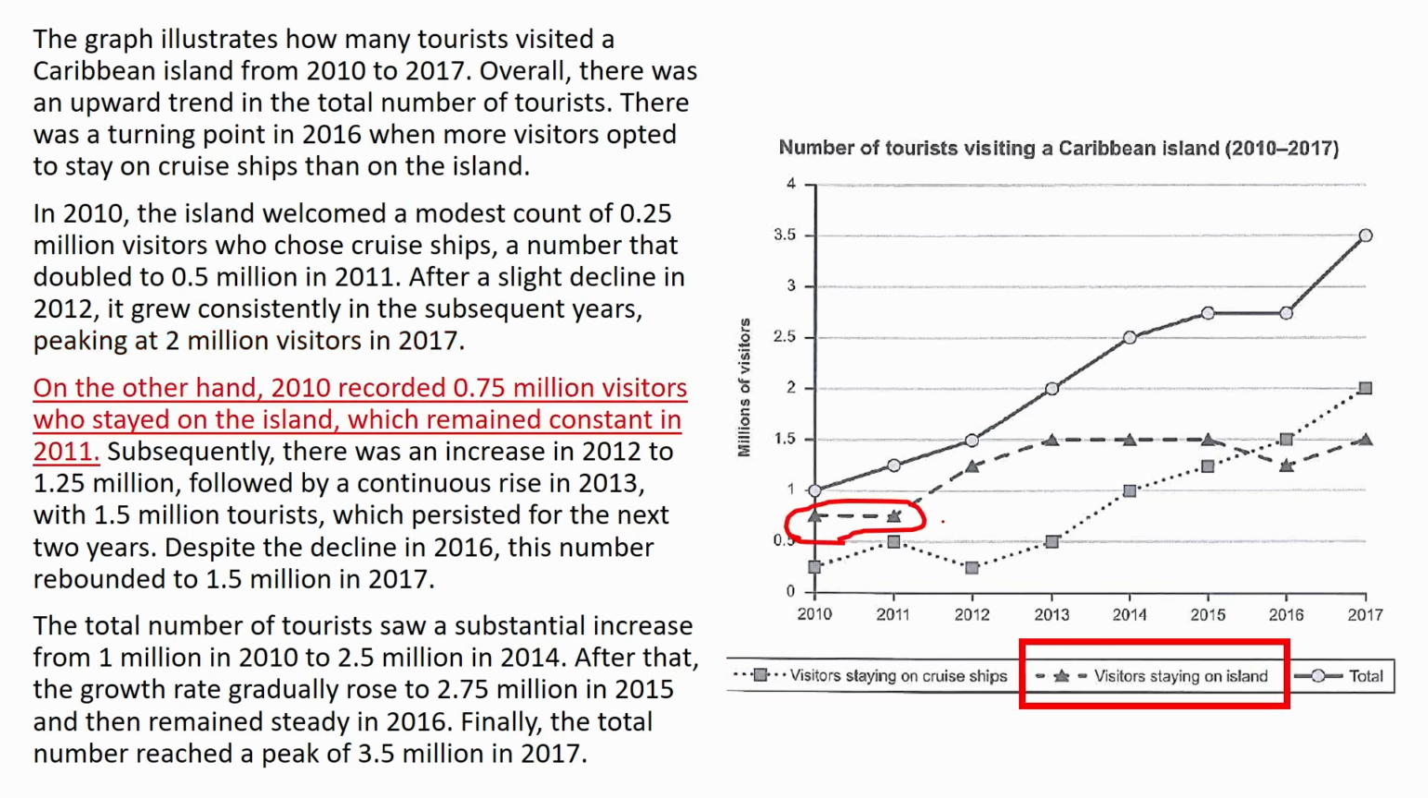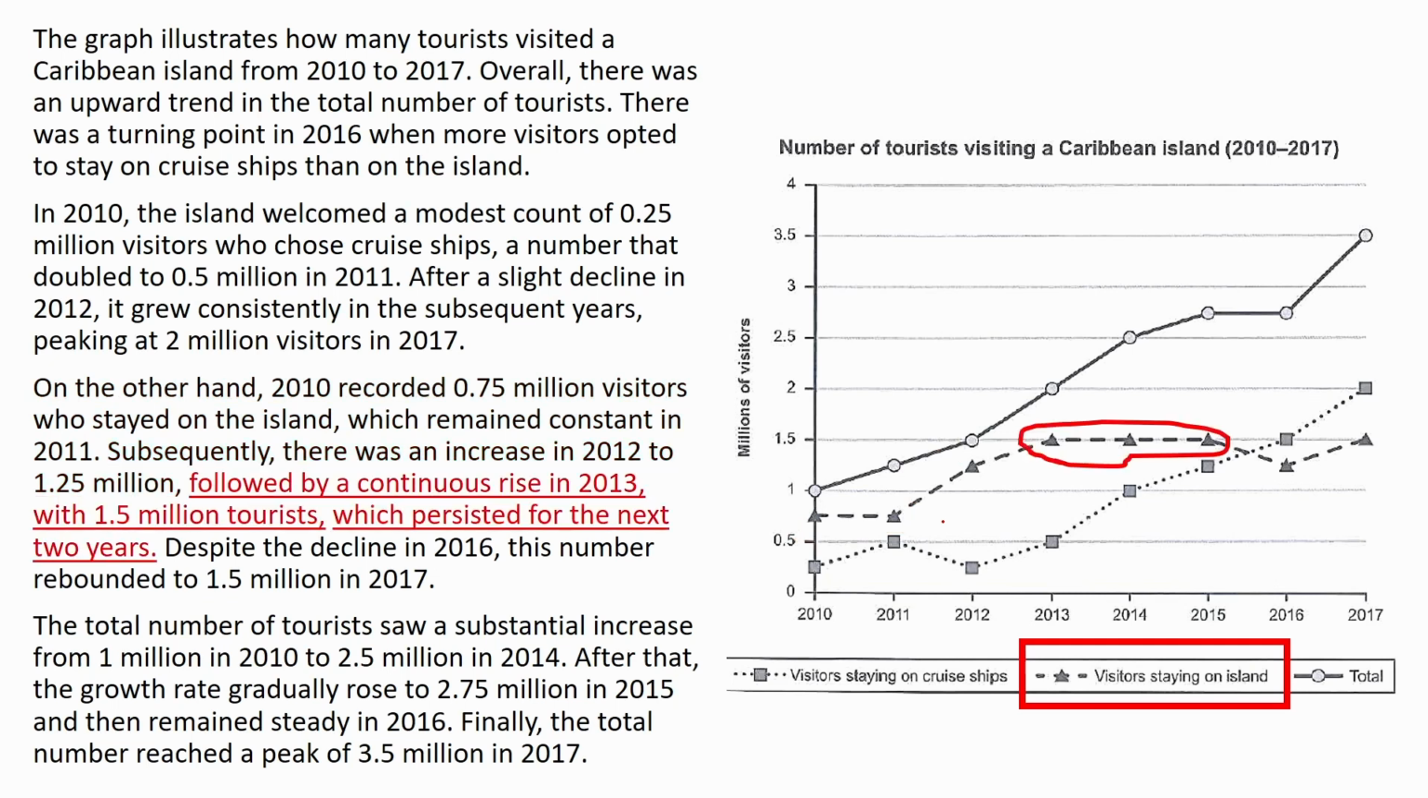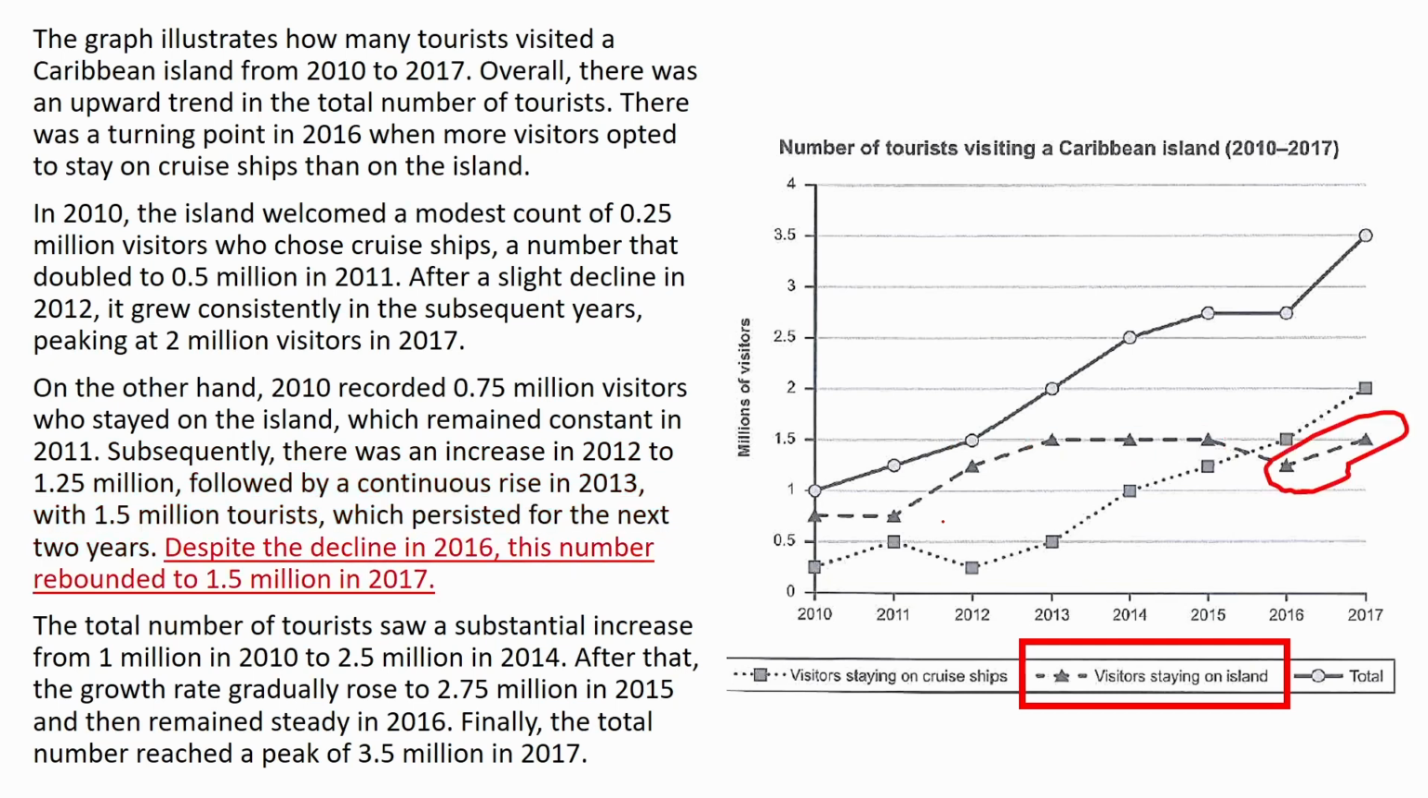Now, the second category, visitors staying on island. On the other hand, 2010 recorded 0.75 million visitors who stayed on the island, which remained constant in 2011. Now, 2012. Subsequently, there was an increase in 2012 to 1.25 million, and then I'll group 2013 to 2015, followed by a continuous rise in 2013 with 1.5 million tourists, which persisted for the next 2 years. And now the last 2 years that are grouped. Despite the decline in 2016, this number rebounded to 1.5 million in 2017.